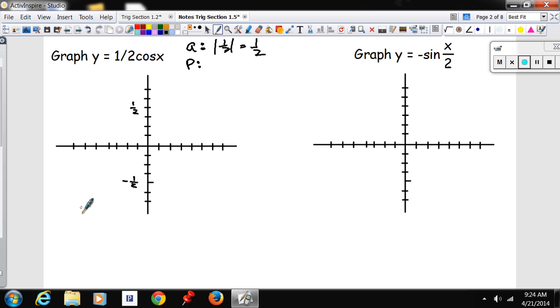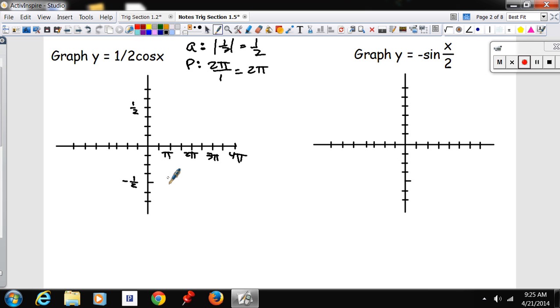Now the period is 2 pi divided by whatever's in front of x. What number's in front of x here? 1. So it's still going to have a 2 pi. So that means I could still do a pi here, a 2 pi, a 3 pi, and a 4 pi. Starting on our next graph, that's going to change because we have a number in front of x on the next graph. But for these three, the x-axis is going to be our radians.